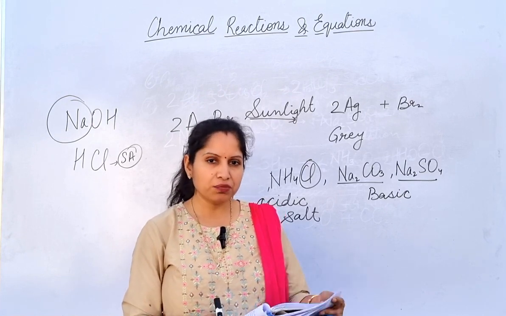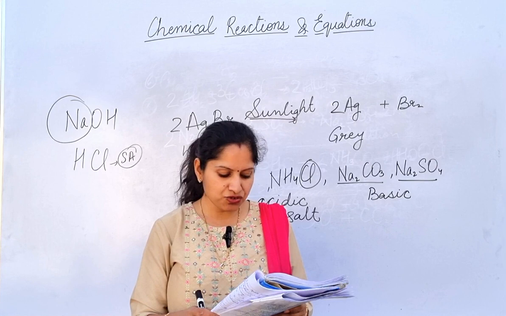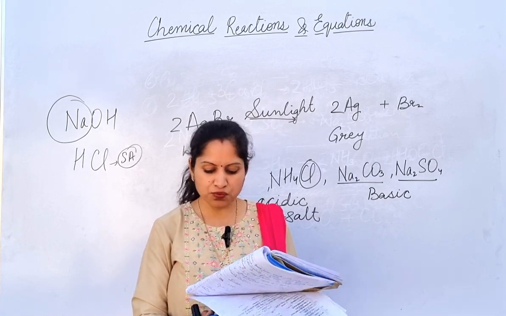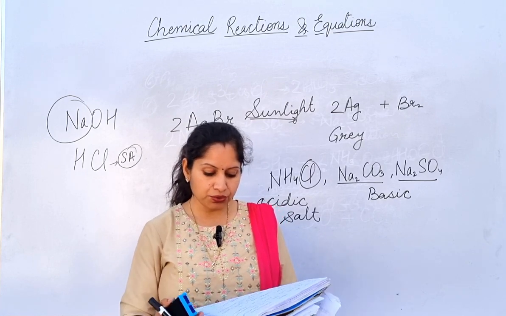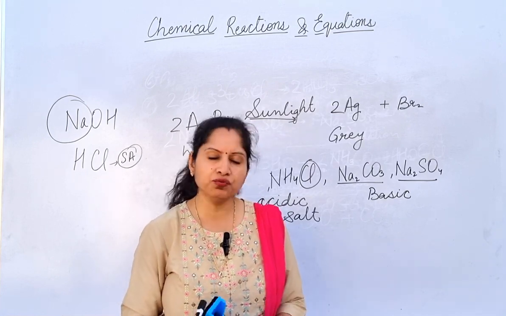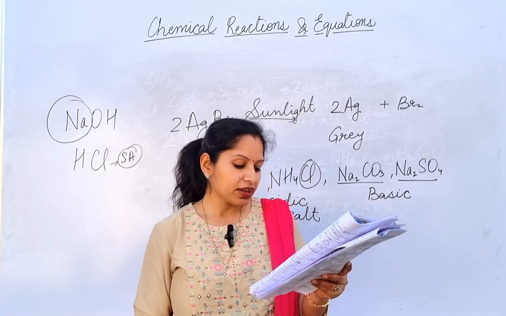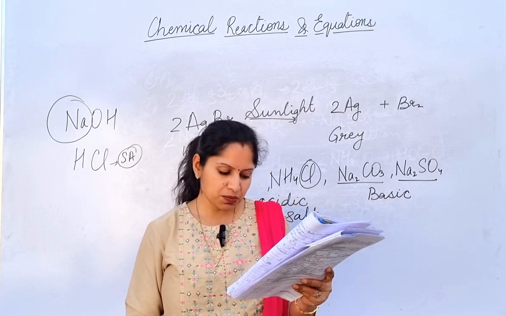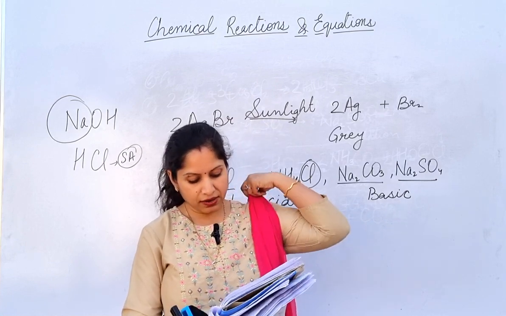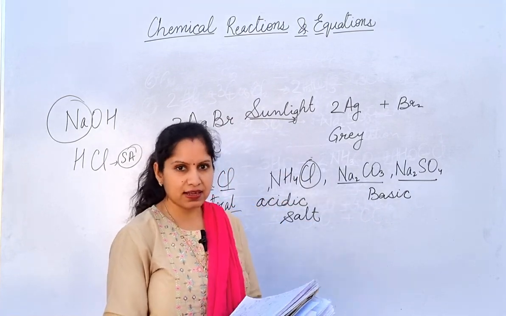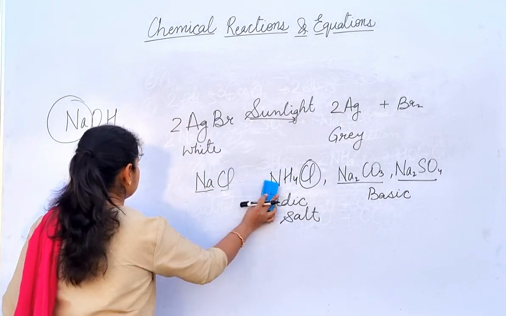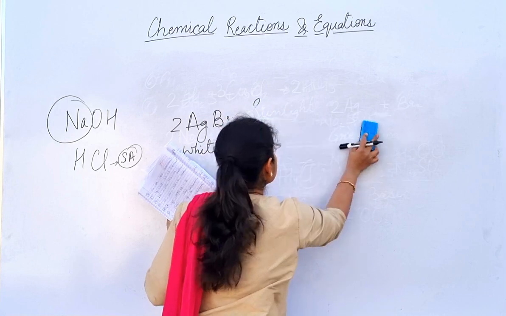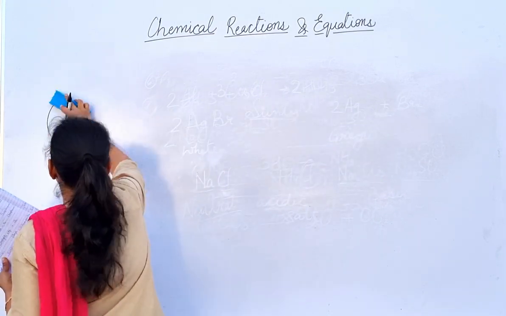Next equation, work out by yourself. When lead nitrate is treated with potassium iodide, then a precipitate is formed. You have to write a balanced chemical equation for this reaction. This is also there in your book, given as a question, but its answer is not mentioned in the book.